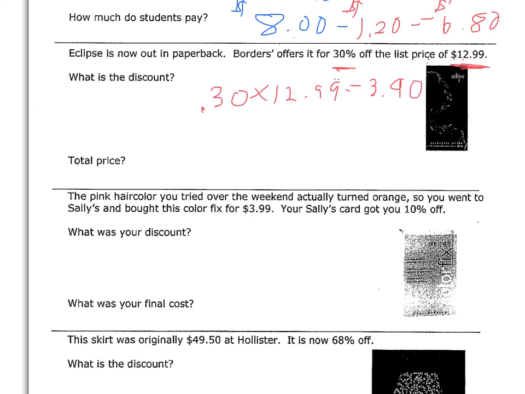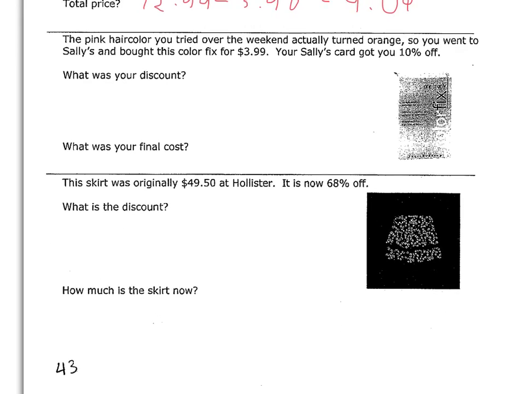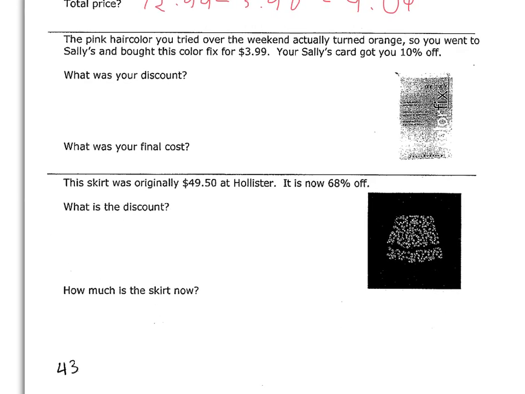What we just found is the amount that we're going to have off the book. Since we know that the book originally cost $12.99, we can subtract out that discounted amount. If we type that in our calculator, 12.99 minus $3.90 gives you $9.09. Okay, so there's that. Let's do one or two more here.